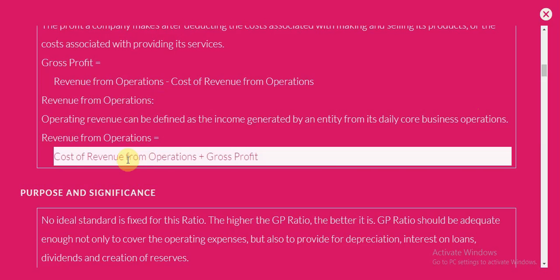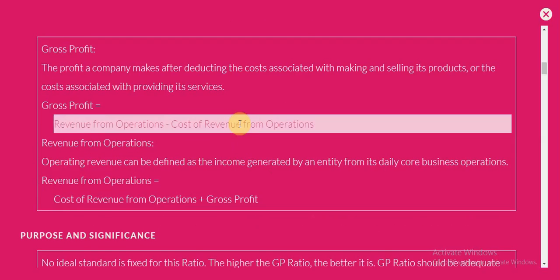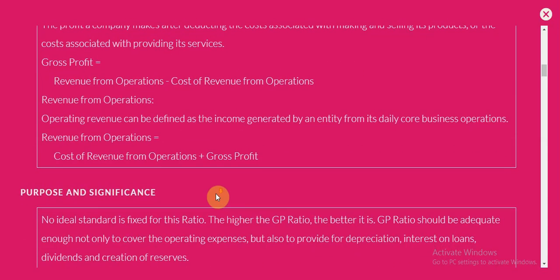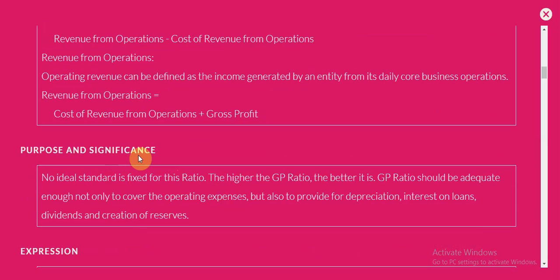So revenue from operations is equal to cost of revenue from operations plus GP. This is just shuffling this formula, and we get this formula.